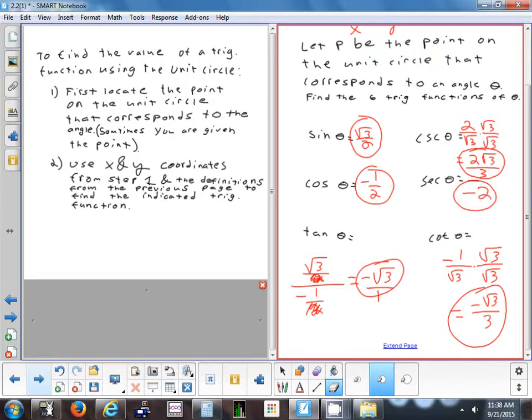Okay, if this was on a test, this would be 6 separate problems on the test. Each one would be its own problem. You won't have all 6 in one problem like this. Any question on that? That's pretty much all we're doing.